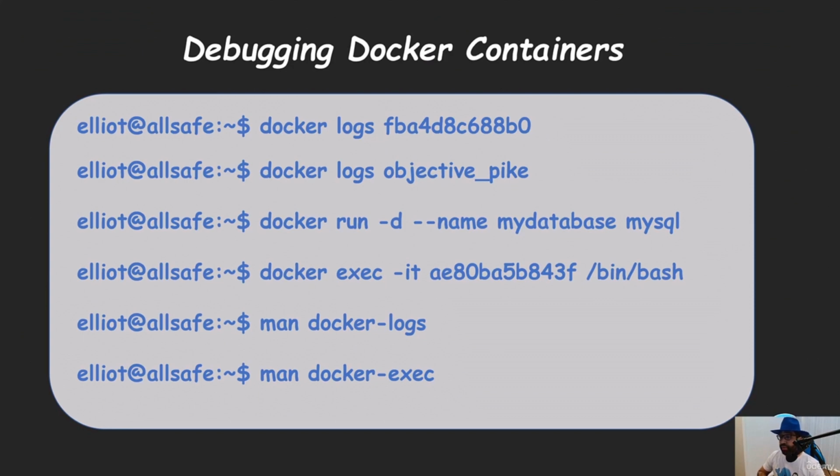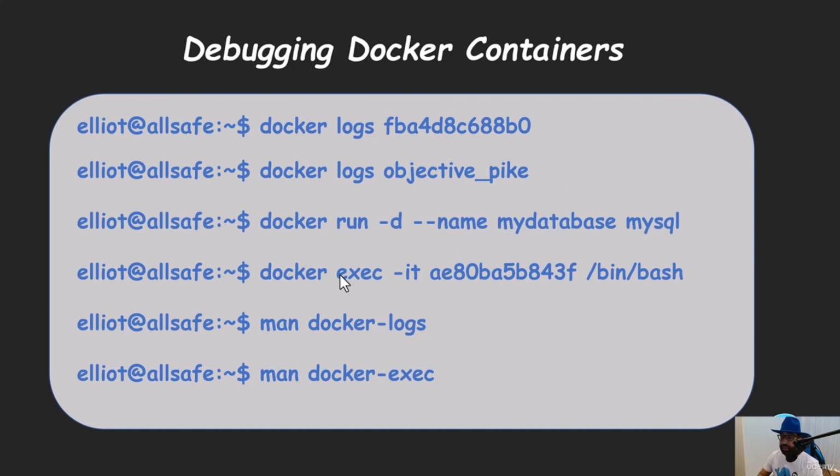So maybe one of your Docker containers is not running properly. You may want to check the logs of this container. To do that, you can use the command docker logs followed by the container ID or the container name. And do not worry, I'm going to show you how you can create a Docker container with a given name.